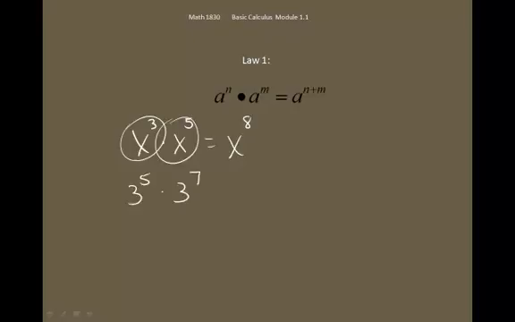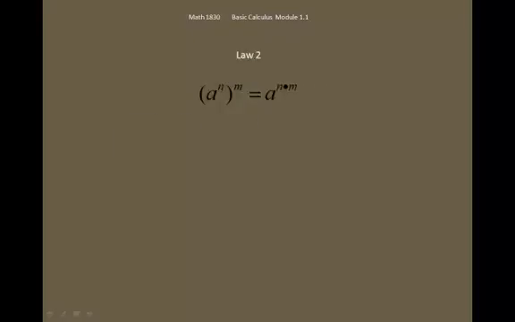Our first law that is not a definition states that a to the n times a to the m is equal to a to the n plus m. So let's say we have x to the third power times x to the fifth power. Well, if you look at this, this is 3 x's all multiplied together, and this is 5 x's all multiplied together. So total, that should give us 8 x's multiplied together. That's how this law works. So if we have 3 to the 5th times 3 to the 7th, this answer would be equal to 3 to the 12th.